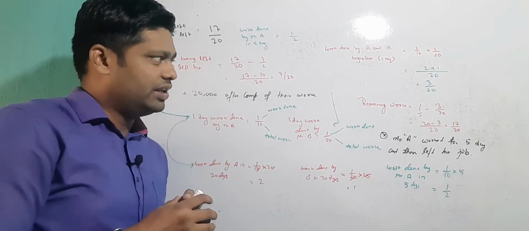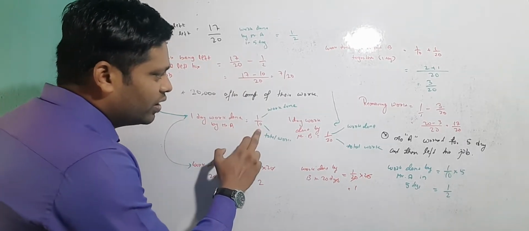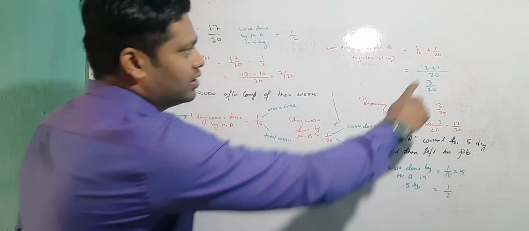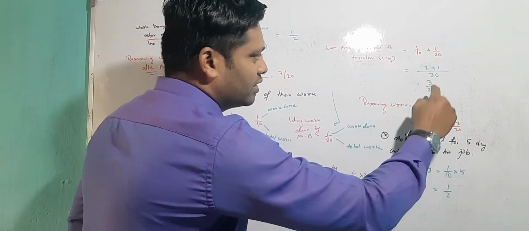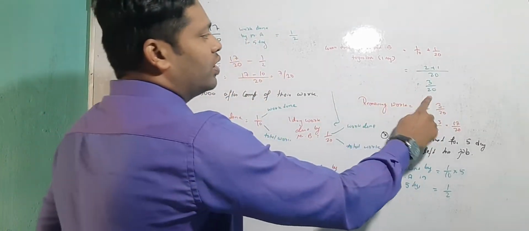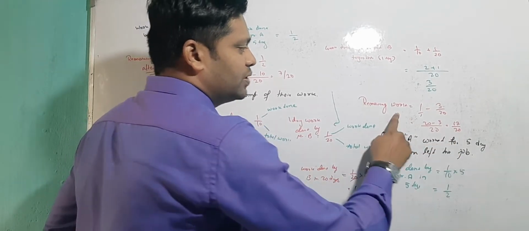Let me make it very clear again. One more time, you just go through this one. What I'm saying, this is a one day work which A is doing. This is a one day work which B is doing. They came together. This much work they can do together. So if they can do this much work in one day, how much will be left? So this much will be left.